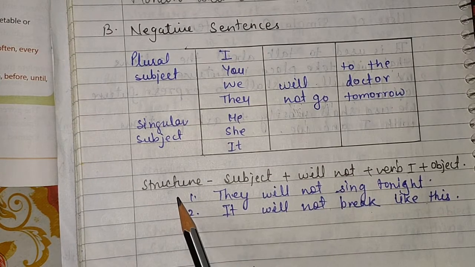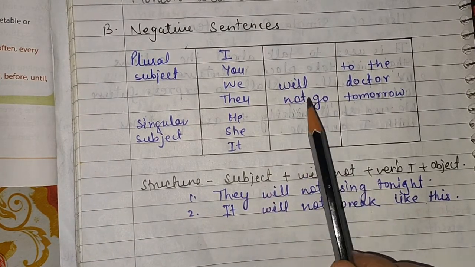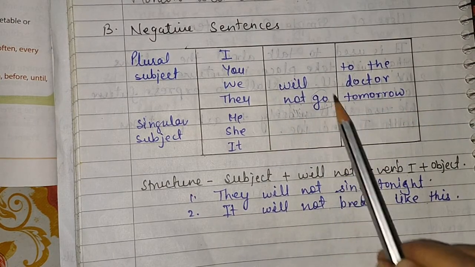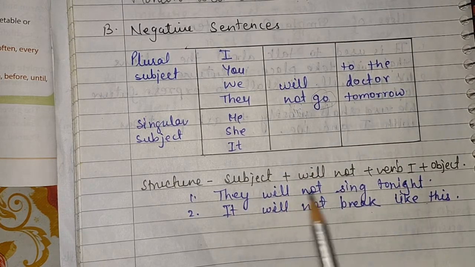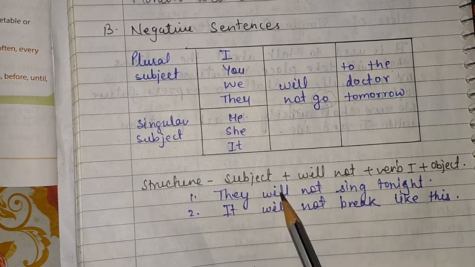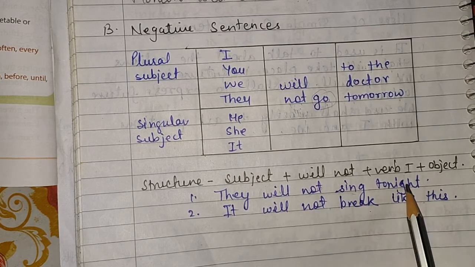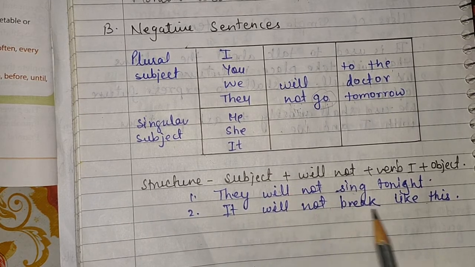Next, the structure is subject plus will not plus verb. This is your verb, this is your object. Okay, they will not. They, subject, will not. Sing is your verb in the first form, then object. It is the subject, will not break this, like this.